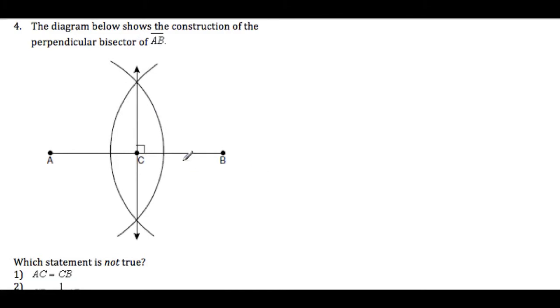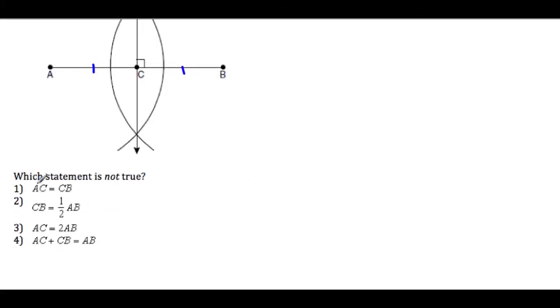Then in other words, AC must be equal to CB. Now, which statement is not true? AC is equal to CB, that's correct. CB, which is one portion of the line segment, is that the whole thing of AB? Yes, that's true. AC is 2 times of AB. No, that is not true, because AC is in fact half of AB, not 2 times of that. So that would have been our answer.